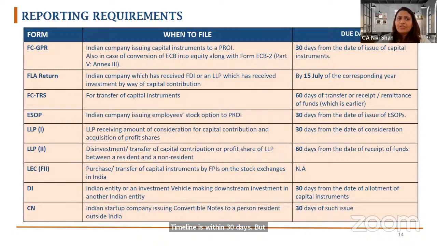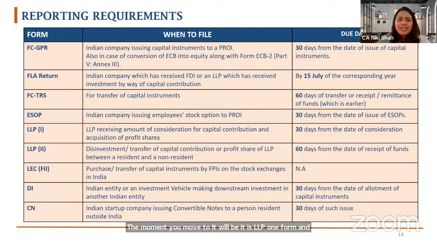Second, obviously, you need to file an FLA return. This is for a company which has received FDI. When I say company, I also mean LLP. So even if an LLP has received FDI, the FLA return needs to be filed. If there is a transfer from non-resident to resident, or resident to non-resident, in both scenarios form FCTRS needs to be filed. FCTRS and FCGPR are for companies. The moment you move to an LLP, it is the LLP-1 form and LLP-2 form, respectively, for the same purposes.